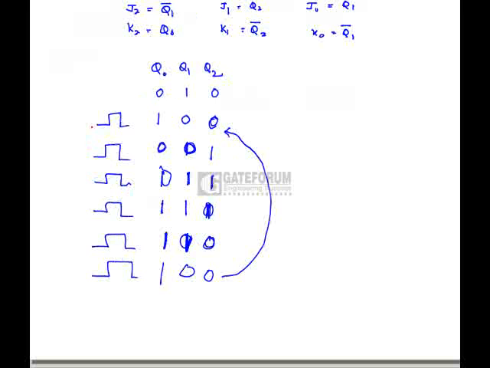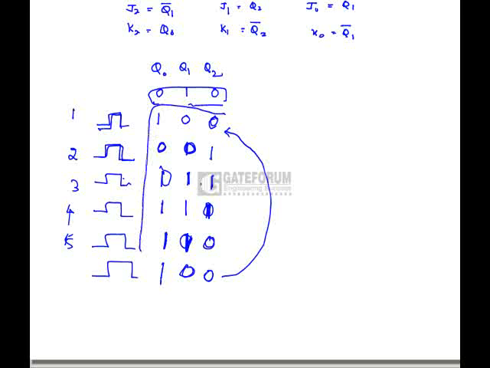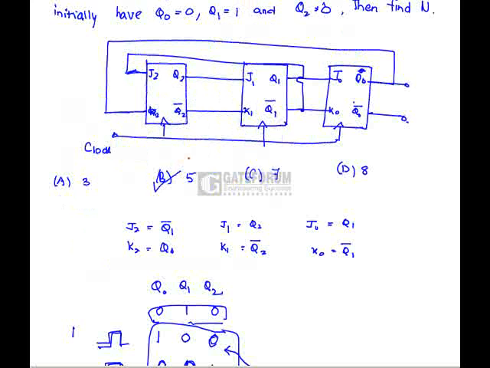So this is the first clock. This is the initial state. After applying the first clock, this is the sequence. After applying the second clock, this is the sequence. After third, this is the sequence, so this is first, second, third, fourth, fifth. After the fifth clock pulse, the sequence is 100, which is what we got for the first clock. Hence the number of different states is 5. Hence it is a mod 5 counter, that is option B is correct.